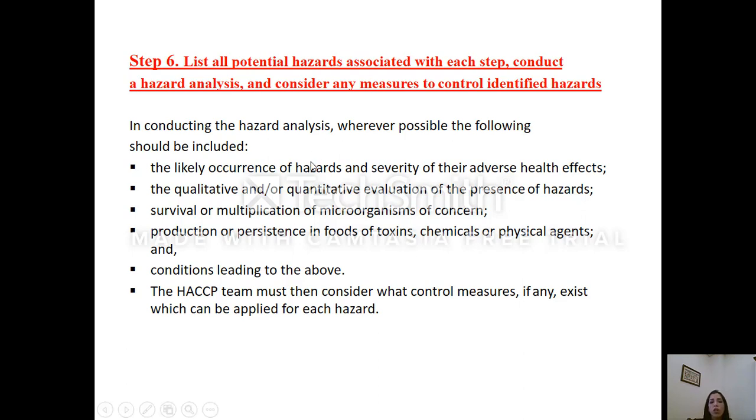So in order to conduct the hazard analysis, we need to do the following. First of all, it should include the likely occurrence of hazards and the severity of their adverse health effect. Second, to evaluate quantitatively and qualitatively the presence of hazards, because keep in mind that severity and occurrence are very important.